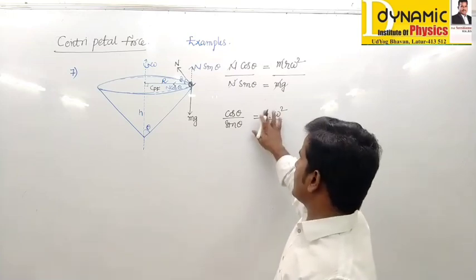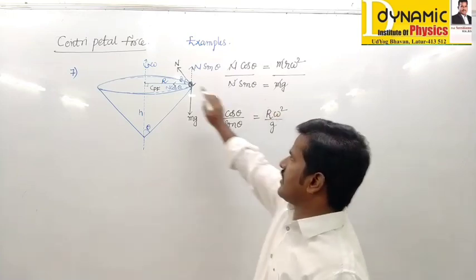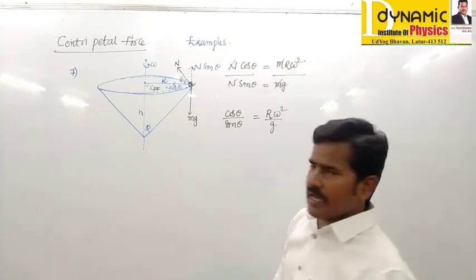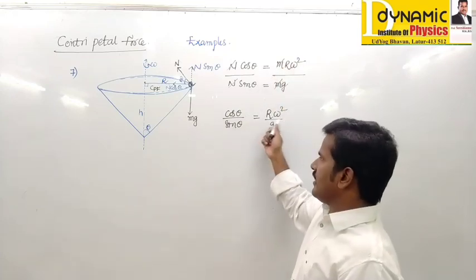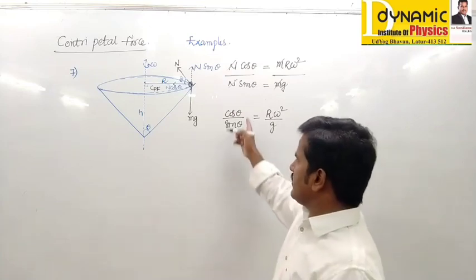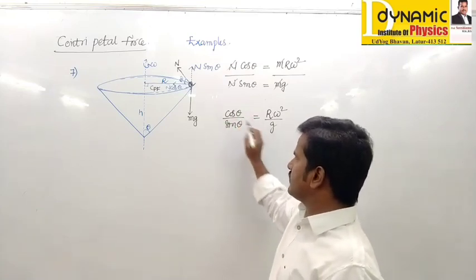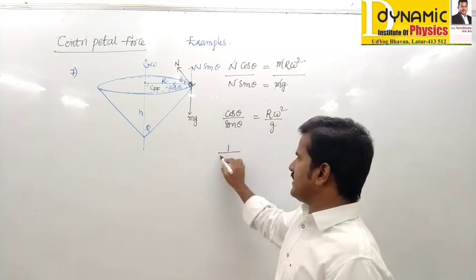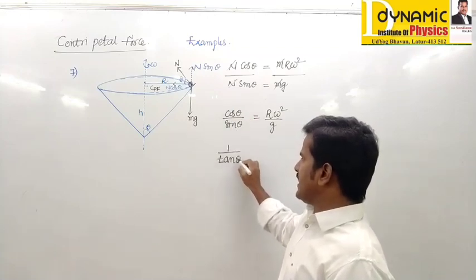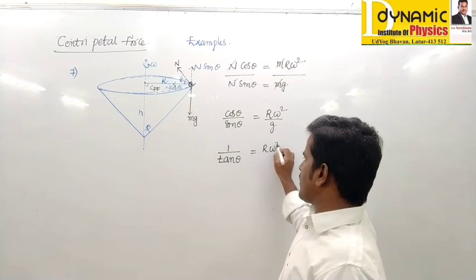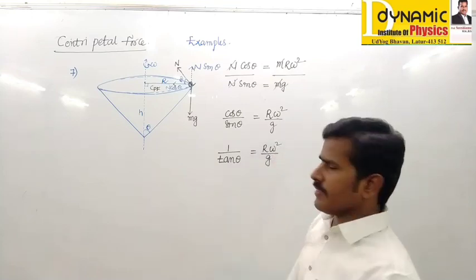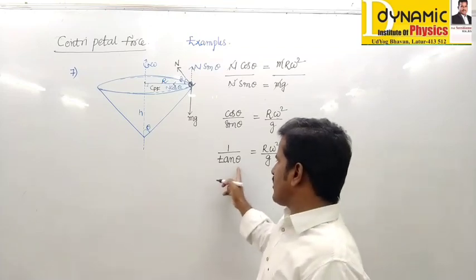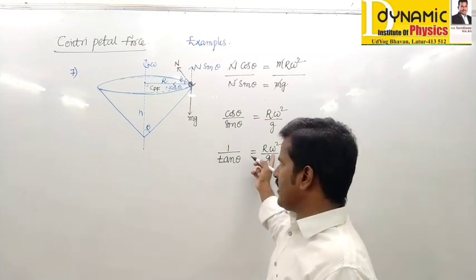Here r is capital R, the radius of this circle. Capital R is given, so this is the relation. Then we want omega, so write this as 1 upon tan theta. 1 by tan theta equals r omega square by g, so we want omega square.